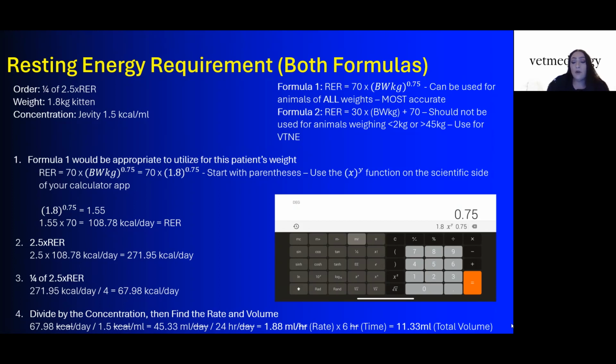And then you want to multiply by time, which is 6 hours, a good amount of time to go ahead and pull up Jevity or any other nutritional support solution for, as it won't go rancid. And 11.33 mils is our total volume.